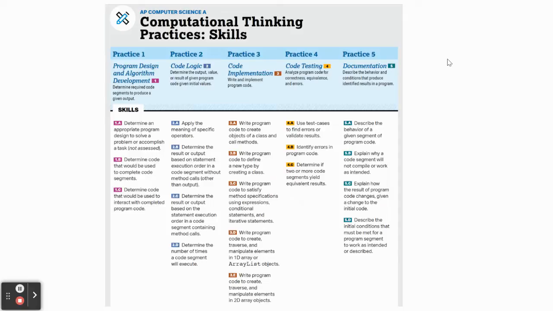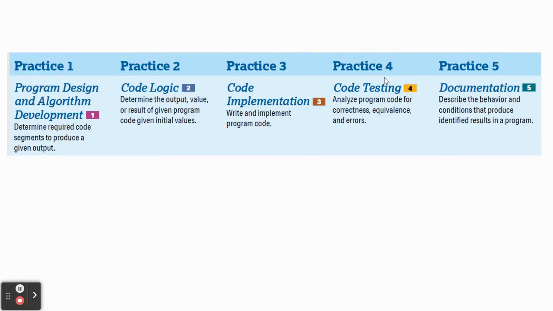They claim the curriculum is divided up into 5 practices: program design and algorithm development, code logic, code implementation, code testing, and documentation. So I blew those parts up a little bigger. For program design and algorithm development, determine required code segments to produce a given output. We've been doing that, where I'll say, here's a class you're going to write, and if you do this to it, it's going to have this output. We've been doing this all along, and so you'll write code.